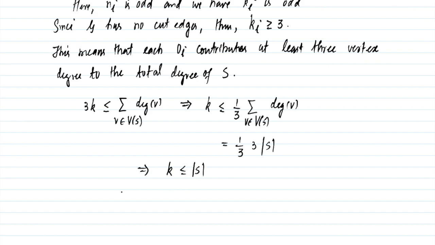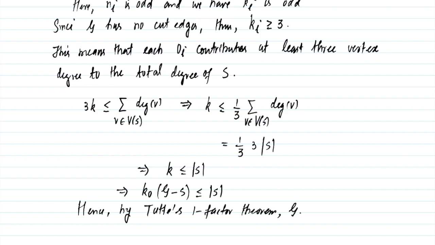But K is the number of odd components in G minus S. So this implies that the number of odd components of G minus S is less than or equal to the order of S. Hence by Tutte's one factor theorem, the original graph G has a one factor. So this completes the proof of Petersen's theorem.